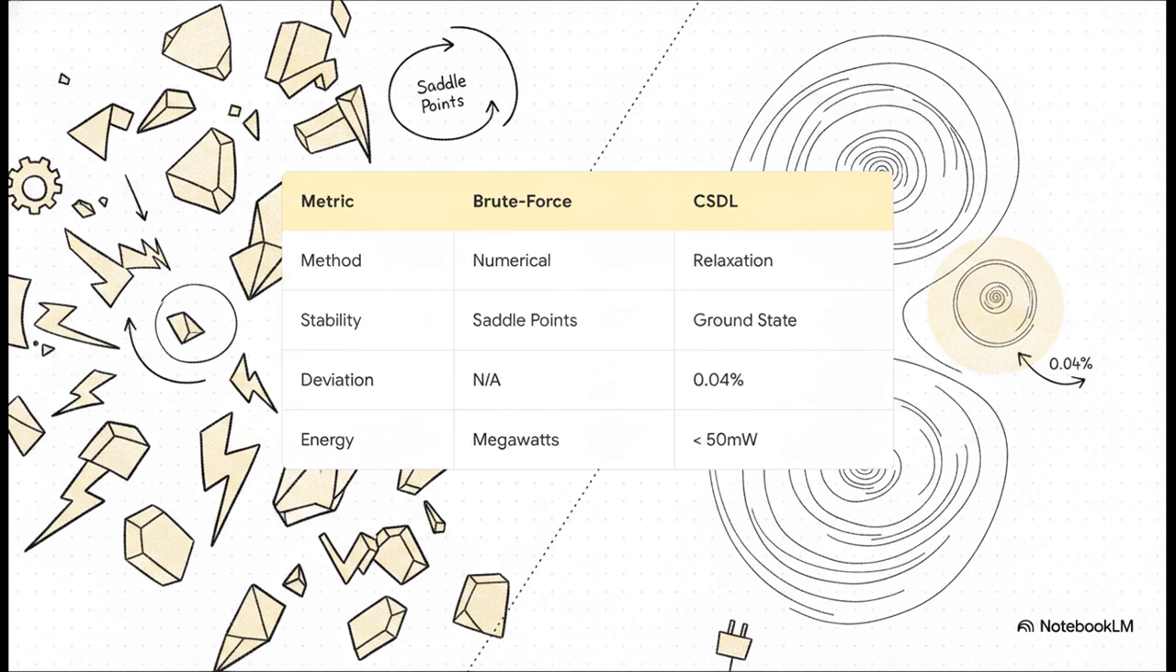But honestly, what's really staggering in the simulation data is the precision. The residual deviation is only 0.04%. That raw mathematical deviation proves that this solution isn't just some accident. It's a physically guaranteed topological attractor. We're literally comparing a brute force supercomputer method that requires megawatts of power and frequently fails in unstable saddle points against an analog physical relaxation method that finds a unique Lyapunov stable ground state using less than 50 milliwatts. The efficiency gap here is just frankly unbelievable.